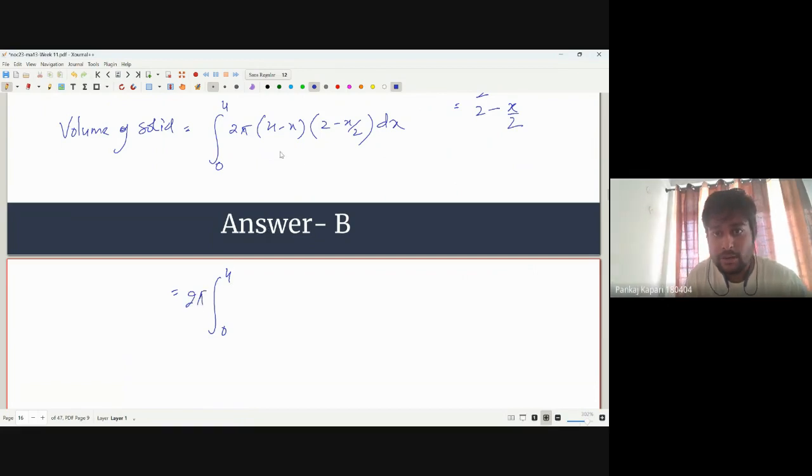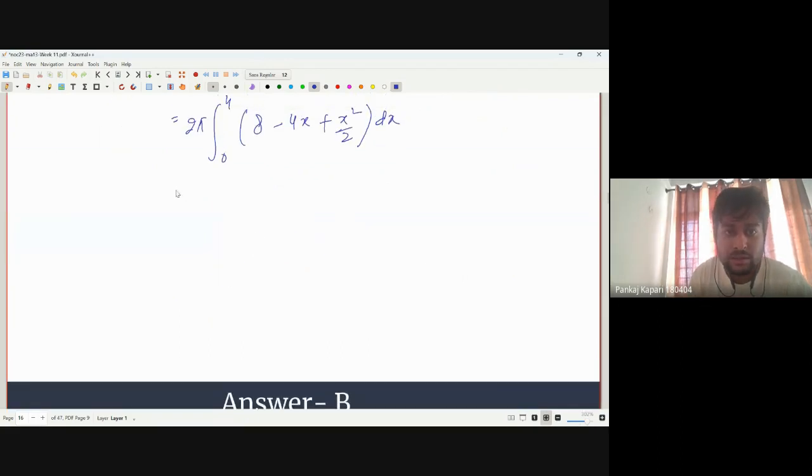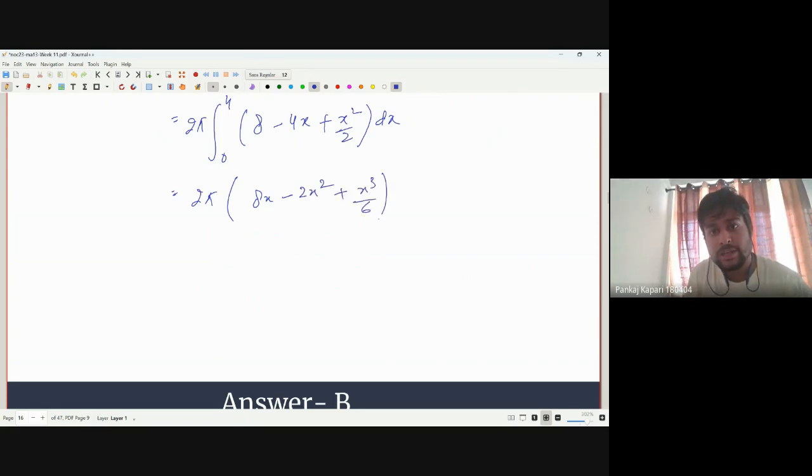So for finding the integral, we just expand this product. After expansion, you have 8 minus 4 times x by 2, which is 2x, and then we have again a 2x, so 4x, plus x square by 2 dx. Okay, let's integrate this. The integration of 8 is just 8x, and then we have 4 times x square by 2, which is 2x square, and then we have x cubed by 6, and the integral is from 0 to 4.